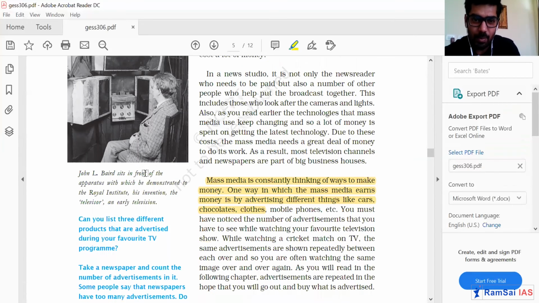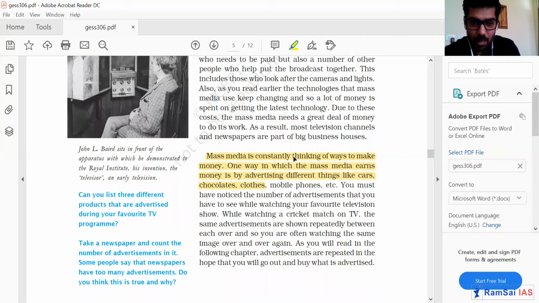We shall see them from the text also, that mass media is constantly thinking of ways to make money. Nothing wrong in that. And one way in which the mass media earns money is by advertising different things like cars, chocolates. So whenever you are seeing a program, suppose you are watching a cricket match, after every 1 over you see so many ads. There's a 2 minute gap when an over ends in cricket.